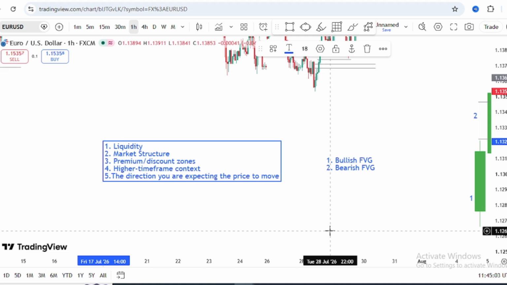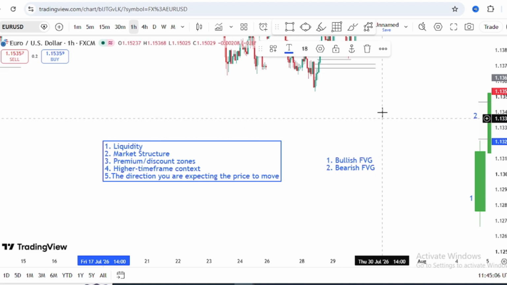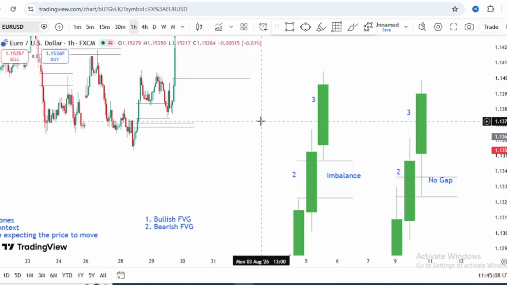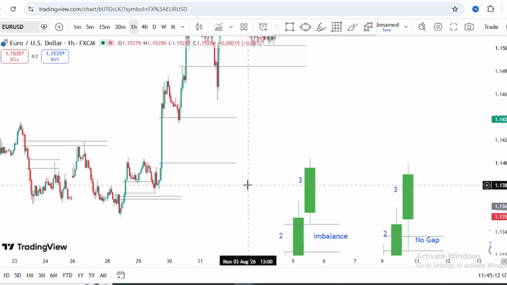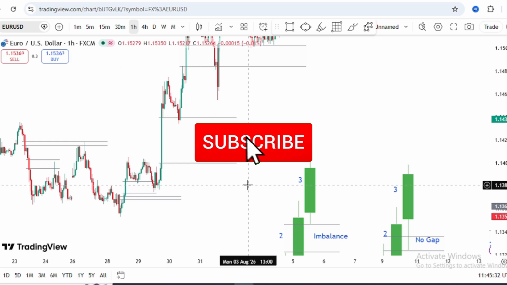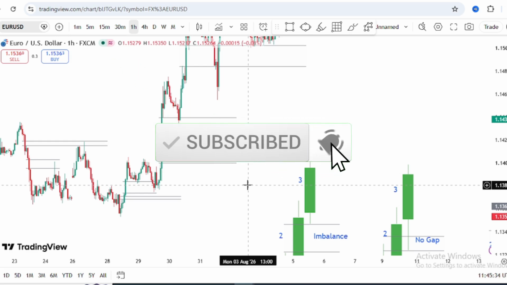Fair value gap is not a strategy that you trade alone. You don't just open your chart and start marking out gaps from any point. You need to join fair value gap with other trading strategies for you to get a high quality fair value gap. And this particular video is just for identification of fair value gap. I'll still make another video and teach you how to select high quality fair value gap.